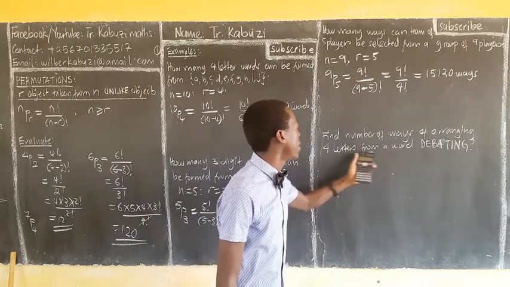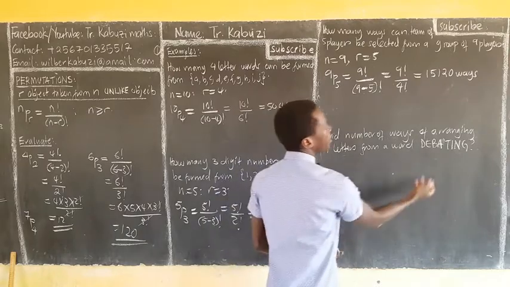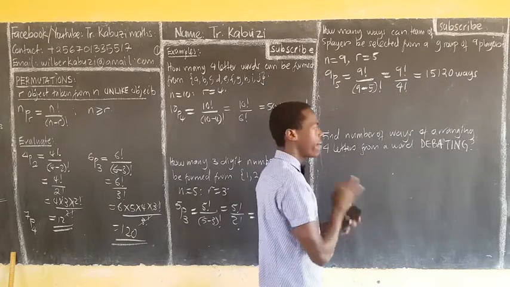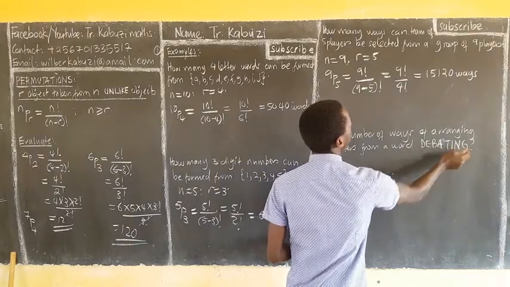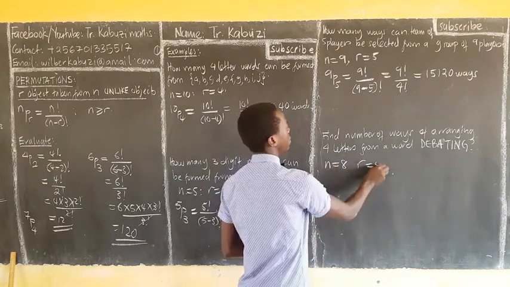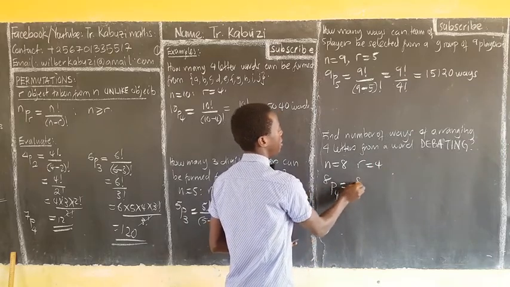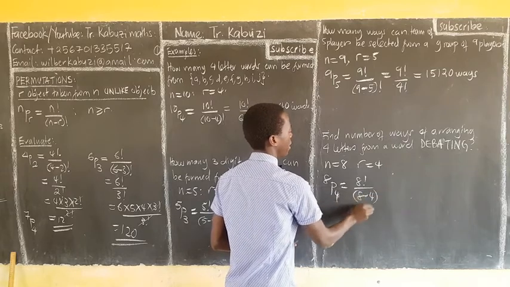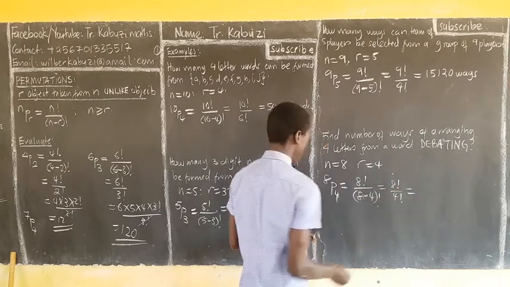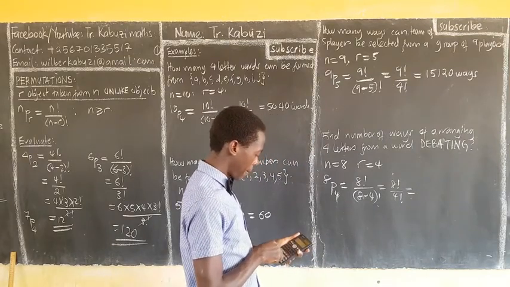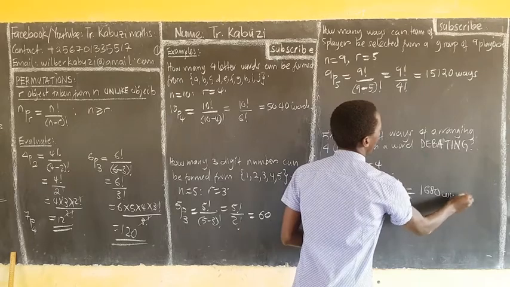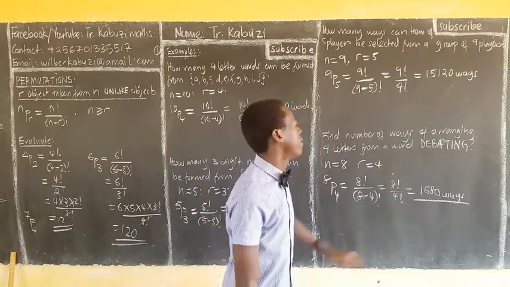Find how many ways of arranging 4 letters from the word debating. You count them. In the word debating, there is no letter that is similar, so they are different. 1, 2, 3, 4, 5, 6, 7, 8. There are 8 different letters. But I want to form 4, so this is the same as 8 permutation 4, which is 8 factorial over 8 minus 4 factorial, which would be 8 factorial over 4 factorial. What I get here is 1,680 ways. That's how I can form words of 4 letters from the word debating.